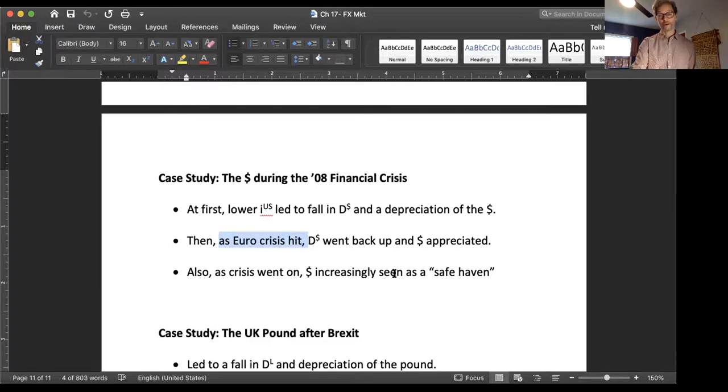And as the crisis went on, the dollar increasingly started to appreciate, right? So as we went into 2008, 2009, the dollar appreciated. Even though there was a financial crisis in the US, strangely, people began to see the US as a relatively safe haven.